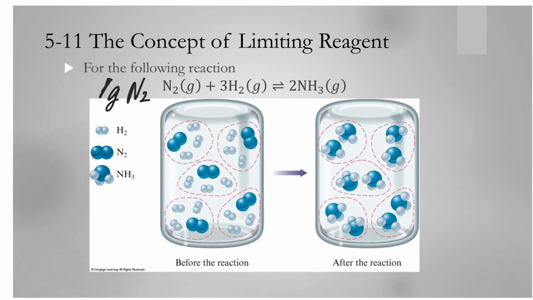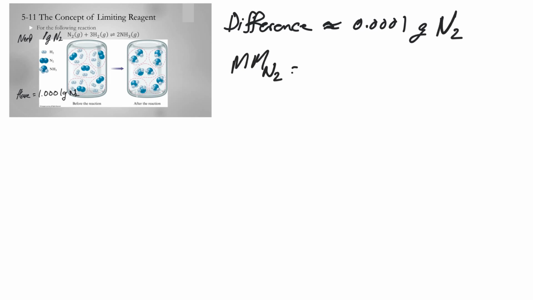And you measure it out on the best balance that we have in our lab, and you have 1.0001 grams of nitrogen. You could say that's basically the same, right? Well, let's look at how different those two values are. The difference between them is approximately 0.0001 grams of nitrogen.